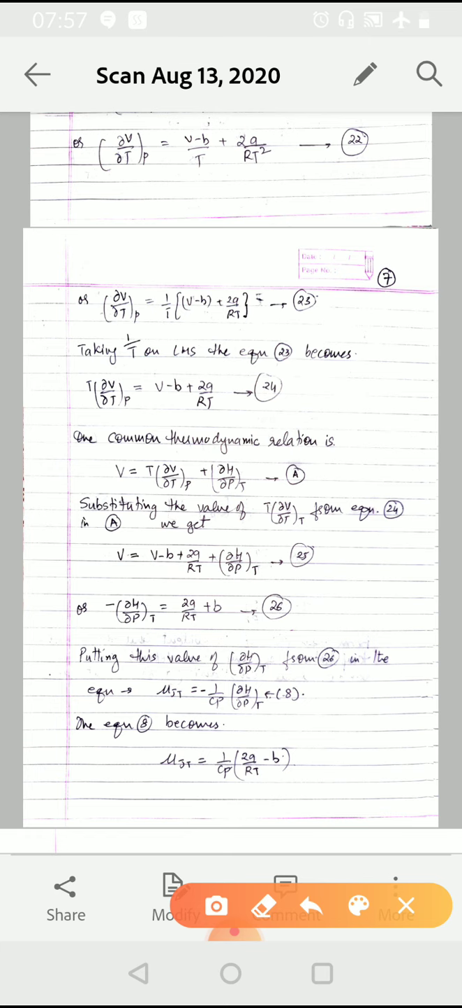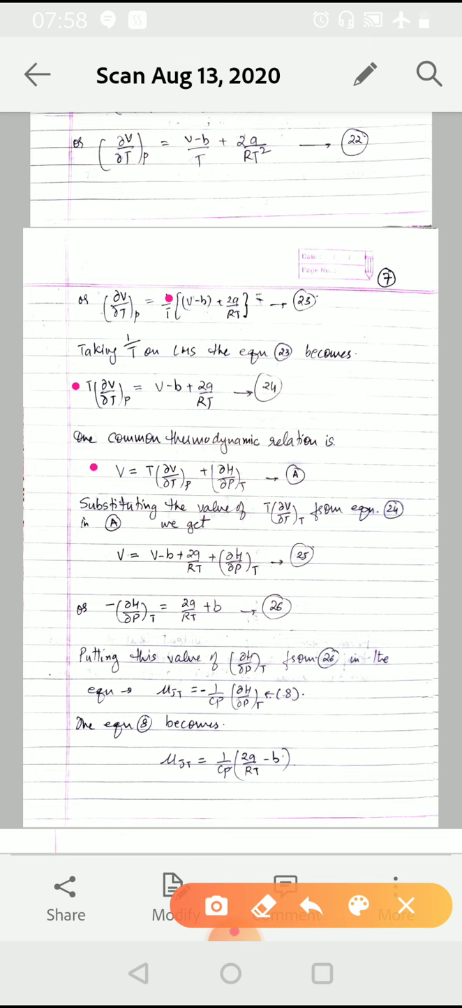Or (∂V/∂T)P = (1/T)(V − b + 2a/RT). Taking 1/T to the left hand side, the equation takes the form T(∂V/∂T)P = V − b + 2a/RT. Now there is one common thermodynamic relation, that is V = T(∂V/∂T)P + (∂H/∂P)T.